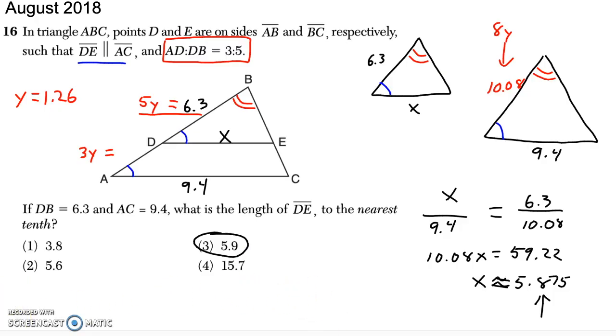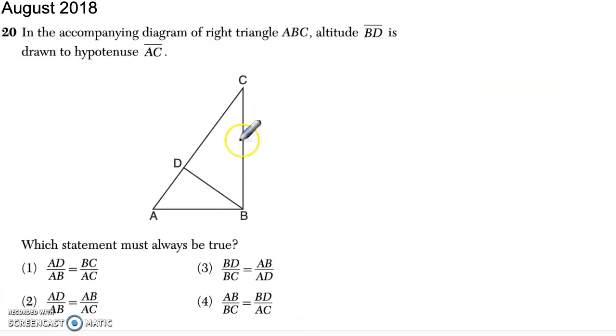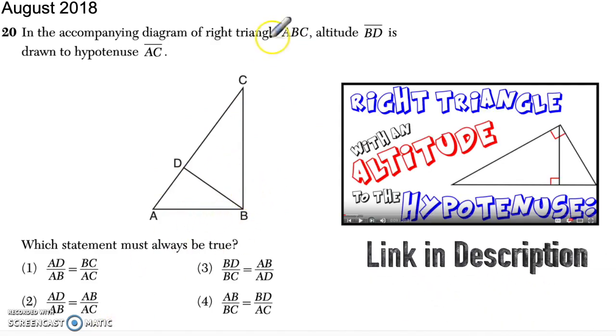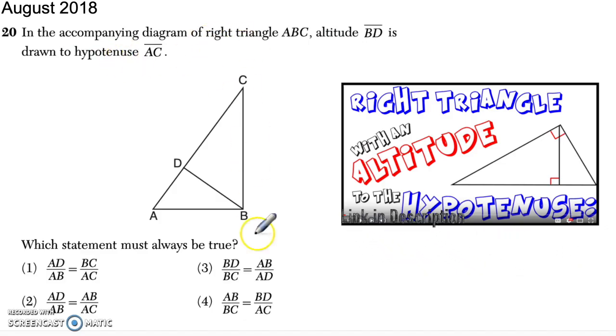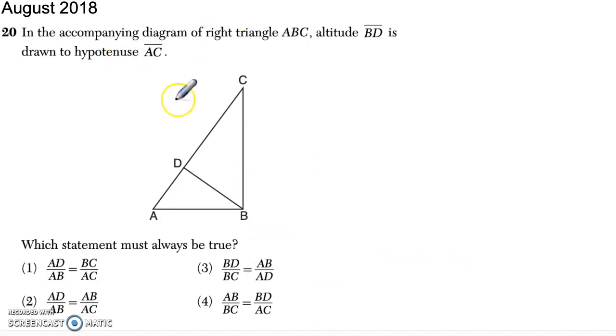All right, moving along. Another one from August 2018. So this is like that first one where we're going to have to choose a proportion that's valid. This, by the way, is a very classic picture that I have an entire other video about, when you have an altitude to the hypotenuse of a right triangle. For our purposes, though, we're just going to do everything the same. This is a right triangle. This is an altitude, which means it is perpendicular, so those are both right angles.